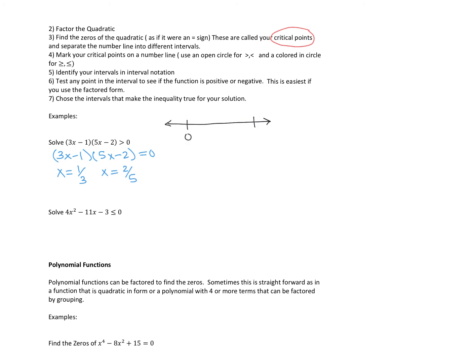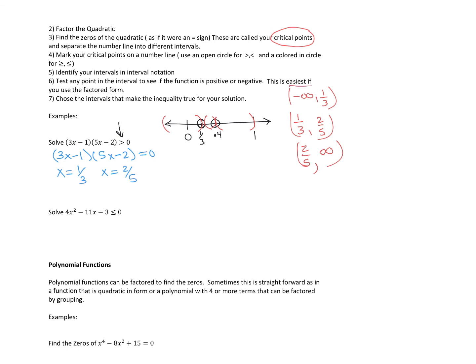So when I do that, 2/5 is 0.4, so that's going to be about here, and 1/3 would be before that. That's 0.3 repeating. And because this does not have an equal to, we're going to put open circles on these. So now I want to identify my intervals. Well, my intervals are in here, and they are -infinity up to 1/3, 1/3 up to 2/5, and 2/5 up to infinity.